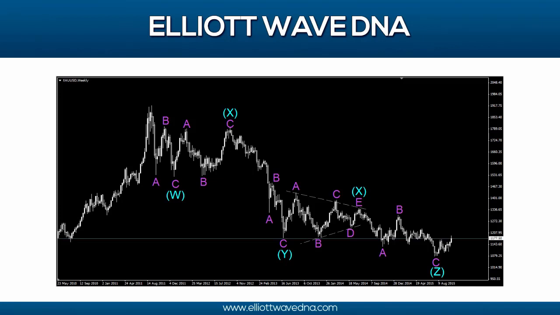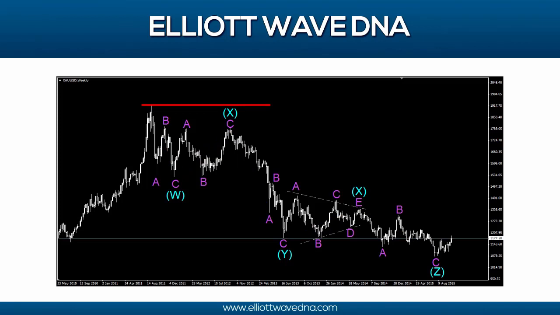And we can see a nice 3-wave move in the wave W after a pullback that looked like a flat correction in the wave X, after that a clean zigzag in the wave Y, a triangle in the wave X2, and we have another zigzag in the wave Z. So we have a zigzag in the wave W, some sort of flat or zigzag in the wave X, zigzag in the wave Y, X2 as a triangle, and zigzag in the wave Z. But let's check the rules.